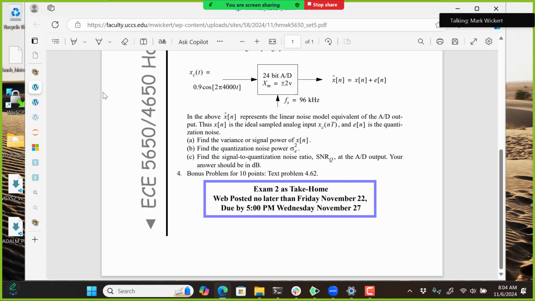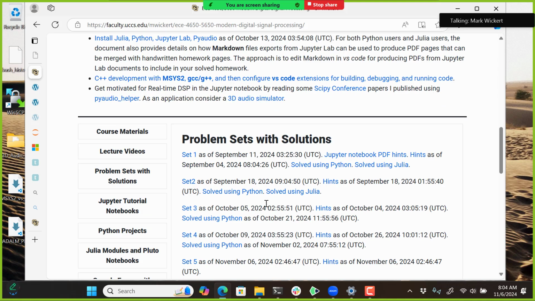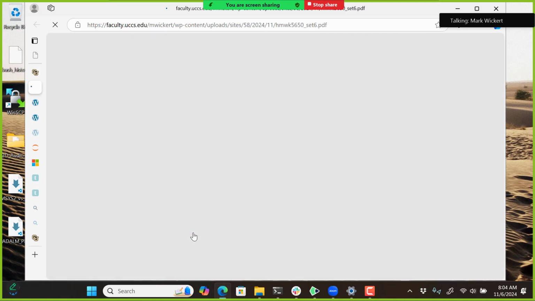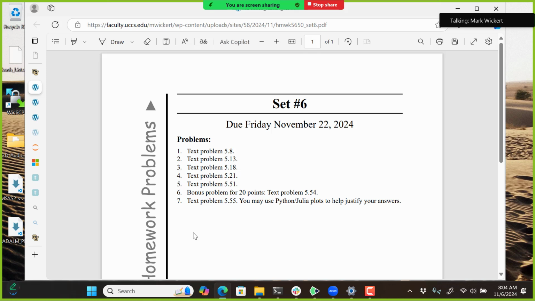I'm just saying no later than Friday, November 22nd. What's specific about that, though, is if we go back over here and move down and look at set number 6, it's due on Friday, November 22nd. And the hints, like I said, are already up there. This is based on Chapter 5, which we haven't gotten to yet, but we will move into lecture-wise starting next week is my plan. And Chapter 4 and 5 together constitute the main material for Exam 2. So we need to make all that stuff happen.